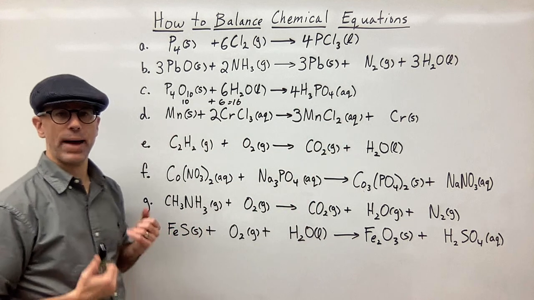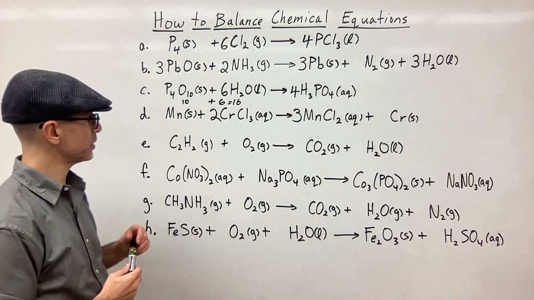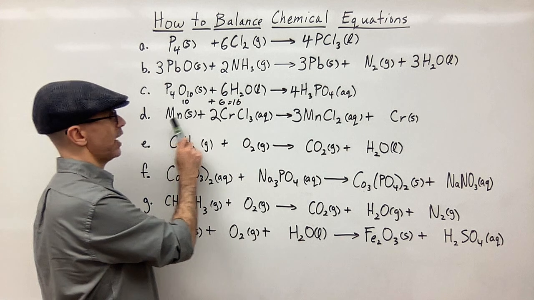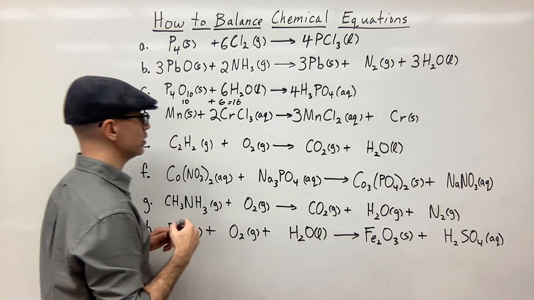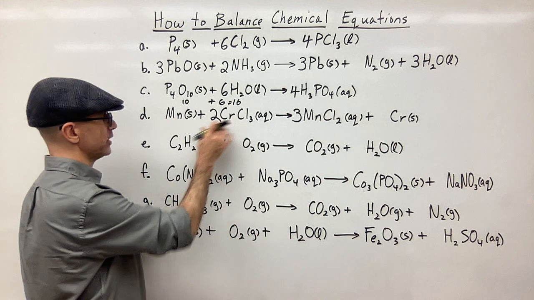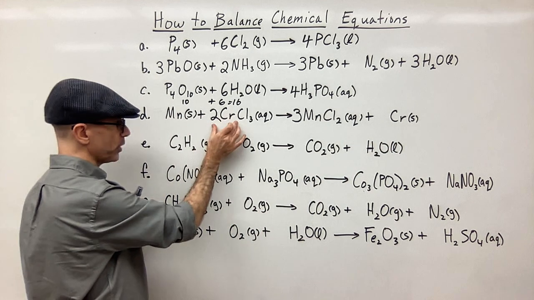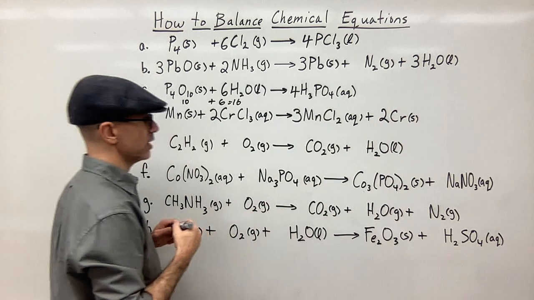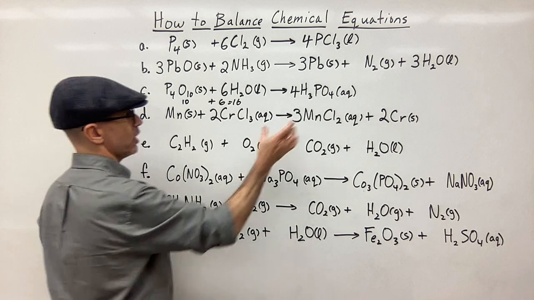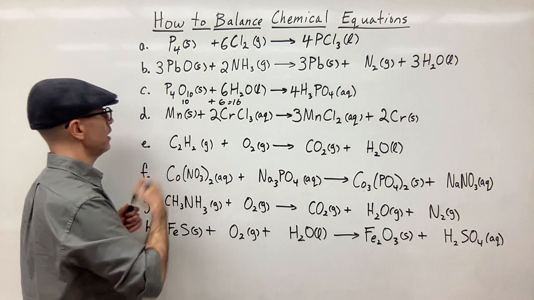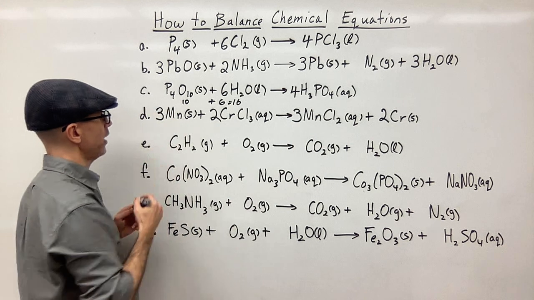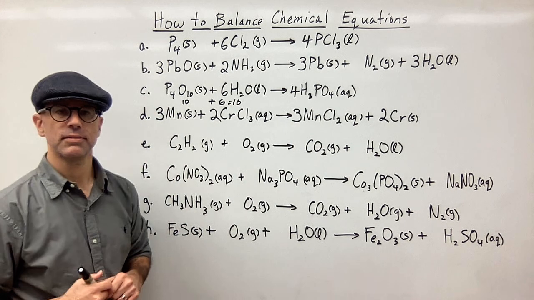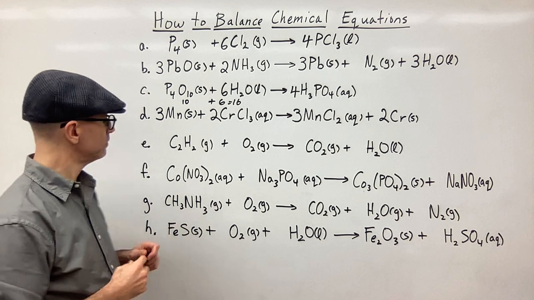So now I have to go back and rebalance my metals because now my metals are imbalanced. But that's easy enough because I have my metals by themselves. So if I have 2 chromiums here, then I would have 2 chromiums there. And if I have 3 manganese here, then I just put a 3 there. And now everything is balanced. Okay, let's go to the next one.